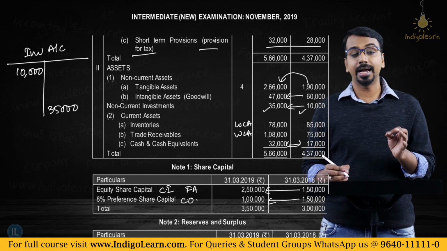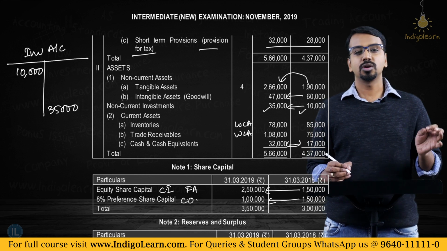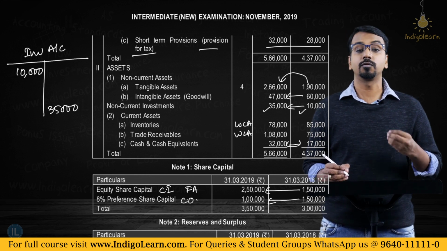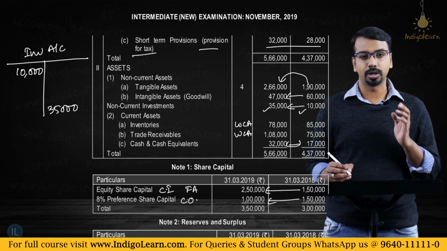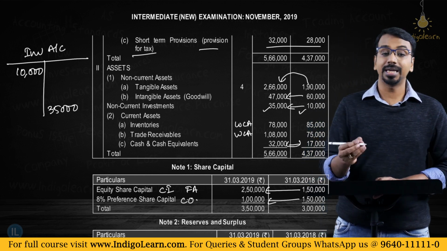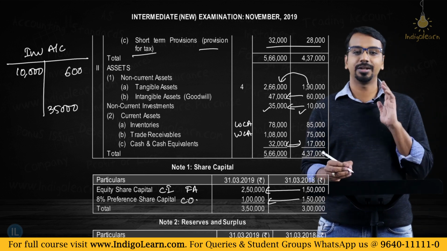Now the question said that there is a portion of dividend which was pre-acquisition dividend. So if it is a pre-acquisition dividend, what would we have done with that? We would have credited it to investment account. So what is the pre-acquisition amount? The pre-acquisition dividend amount is 600 which will be credited to the investment account.